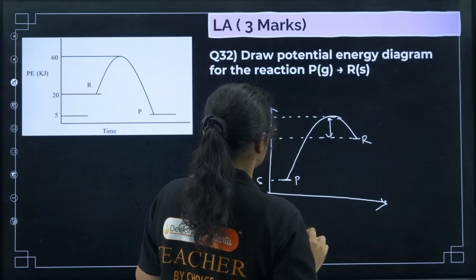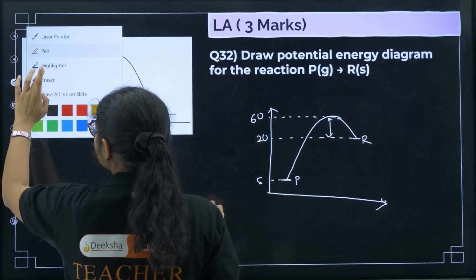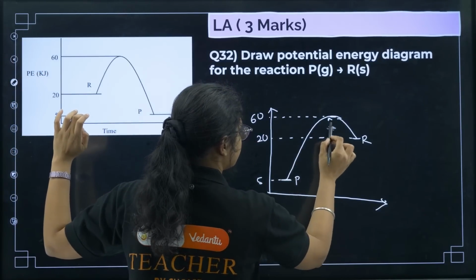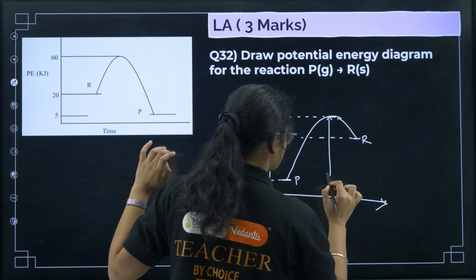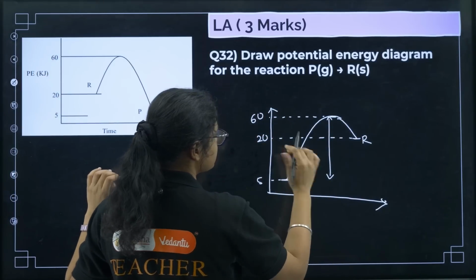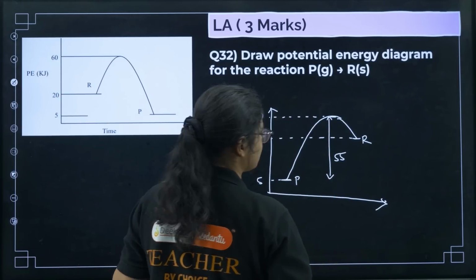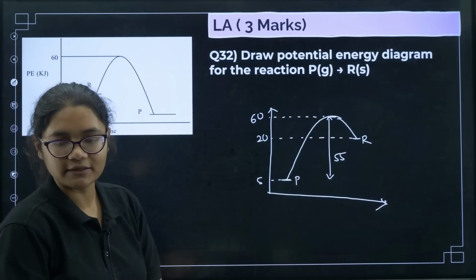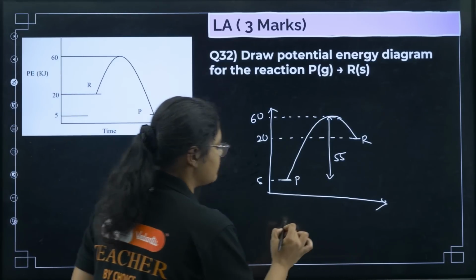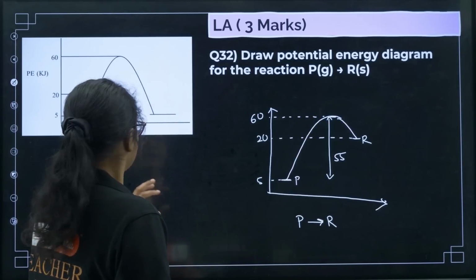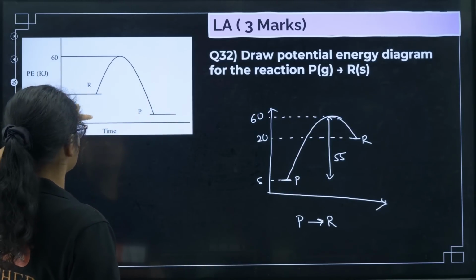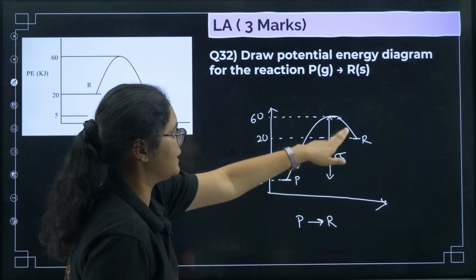So not this one, one second. Yeah, so the activation energy is this one, okay. So I have to provide almost 55 kilojoules for the activation energy for the reaction to take place, okay. So this one is the diagram for the reaction from P to R, okay, clear. So P to R means from 5 joules to 20 joules, okay.